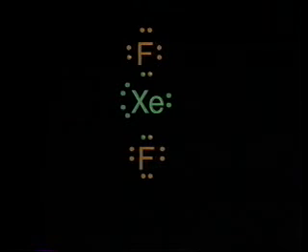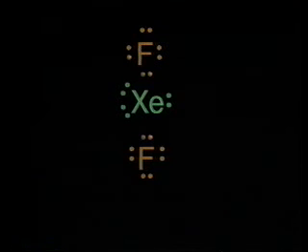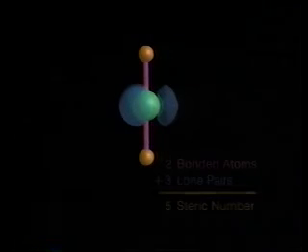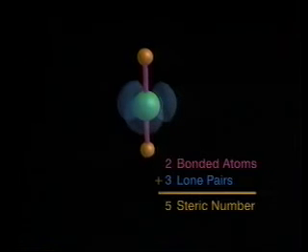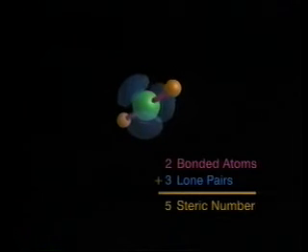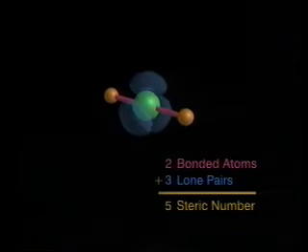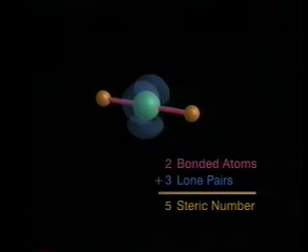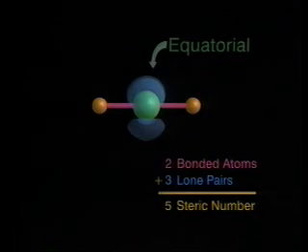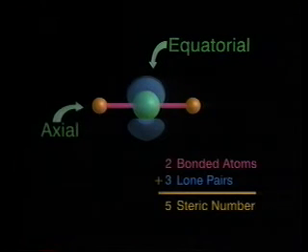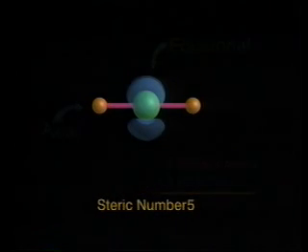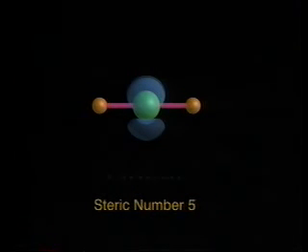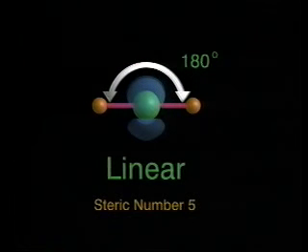XeF2 also has 2 atoms bonded to the central atom, but the central xenon atom has more than 8 shared electrons. VSEPR theory still applies, and the steric number is 5. Repulsion of these 5 objects will produce a trigonal bipyramidal arrangement. The lone pairs occupy the more spacious equatorial positions, forcing the bonded atoms to the axial positions. This produces a linear shape with a bond angle of 180 degrees.